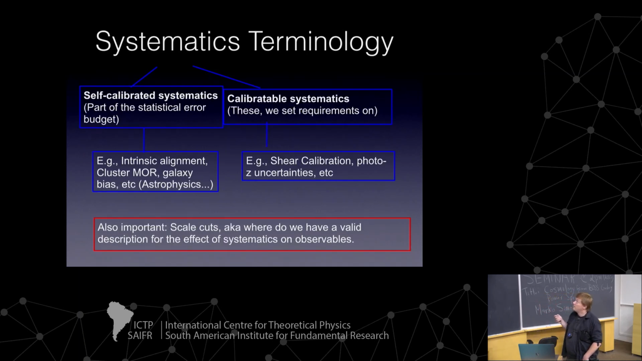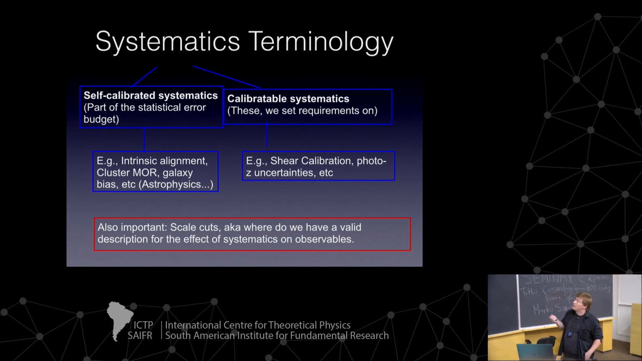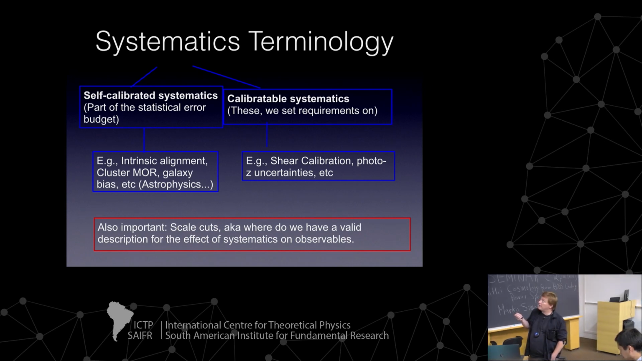Okay, systematics terminology. So we already learned there is many, many different systematics. And so here is what DESC has done. We have defined two very broad categories: self-calibrated systematics and calibratable systematics. I didn't come up with this. I apologize a little bit.